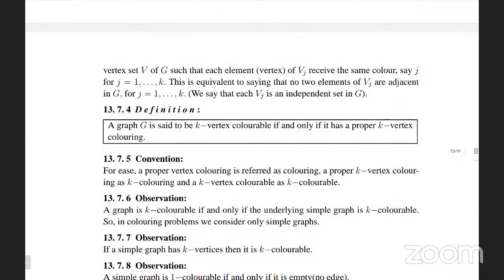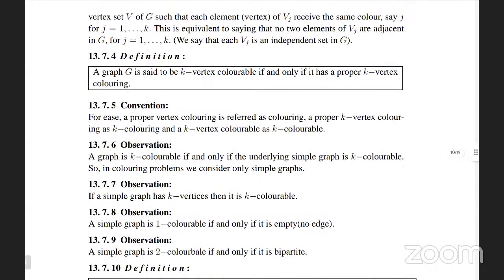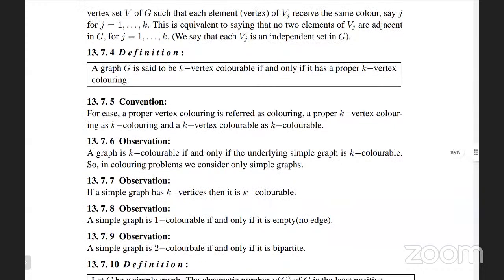Another definition: the graph G is said to be K vertex colorable if and only if it has a proper K vertex coloring. If there is a proper K vertex coloring, then we call it K vertex colorable.